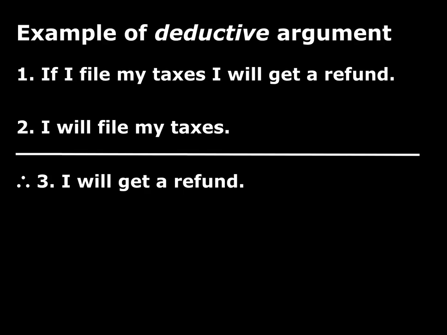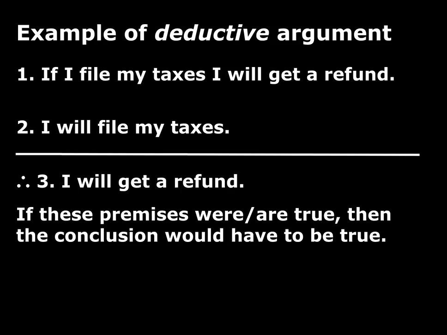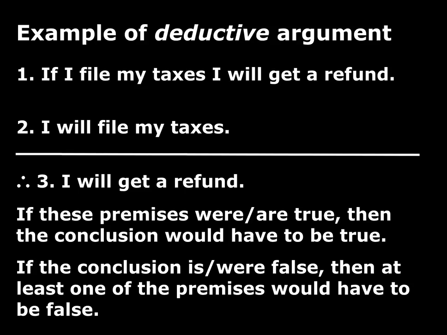If I file my taxes, I will get a refund. Premise 2, I will file my taxes. Therefore, 3, I will get a refund. Now, if these premises were true, the conclusion would have to be true. Okay? Now, maybe I'm going to try to convince you of this in just a minute. But this passes the test for deductive arguments. If you ask yourself, if these premises were true, would the conclusion have to be true? The answer is yes. Another way of putting it is, if the conclusion were false, then at least one of the premises would have to also be false.